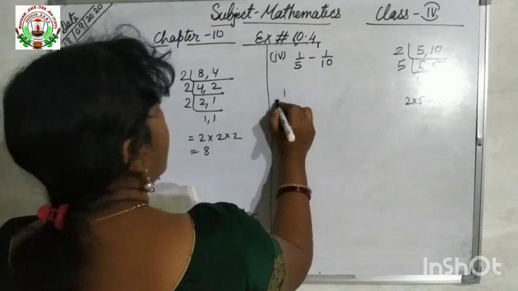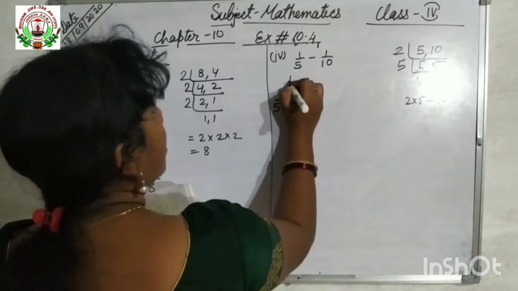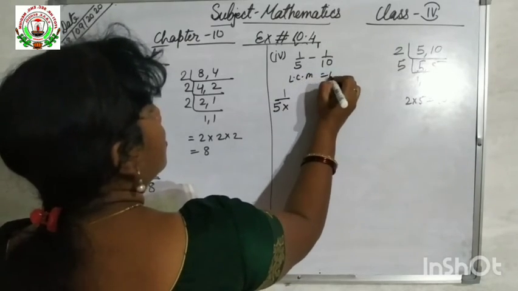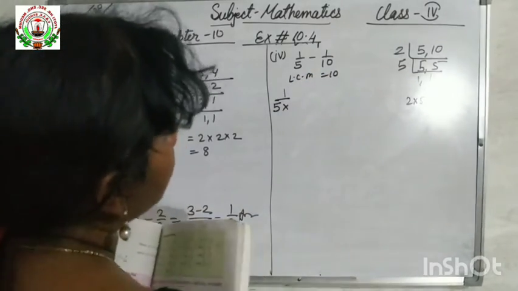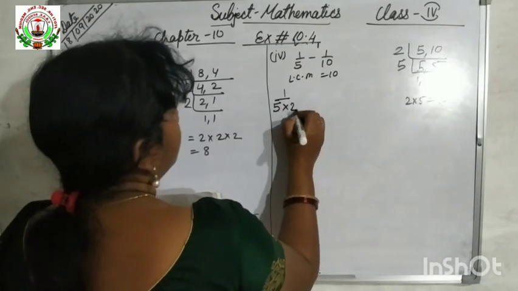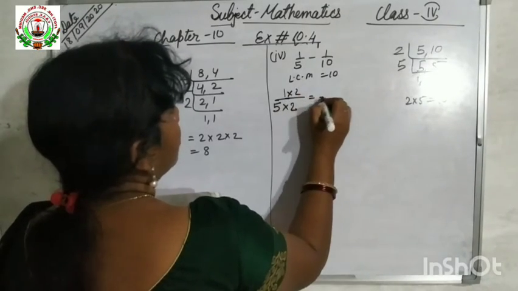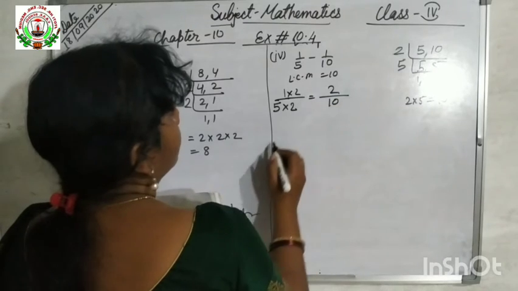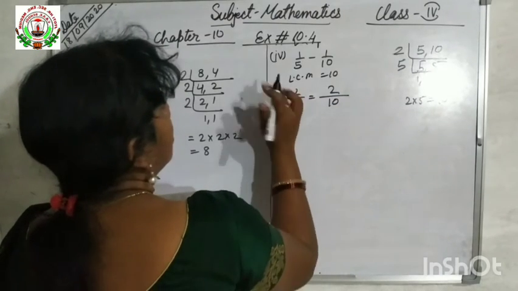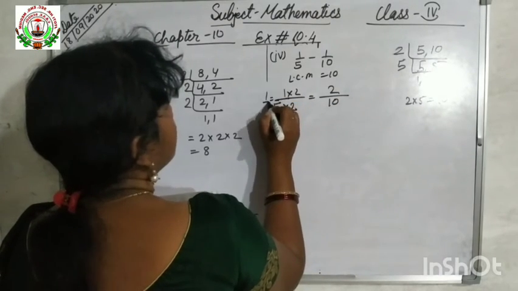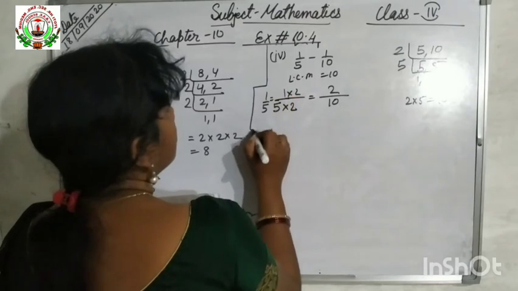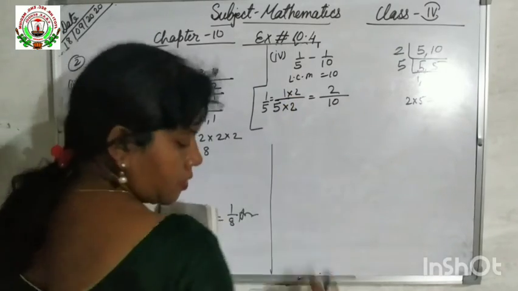So 1 by 5, we have to make the denominator 10 because our LCM is 10. So 5 2 ja 10, we will multiply it by 2. 2 1 ja 2, 5 2 ja 10. Sorry, it is the first fraction. Okay.